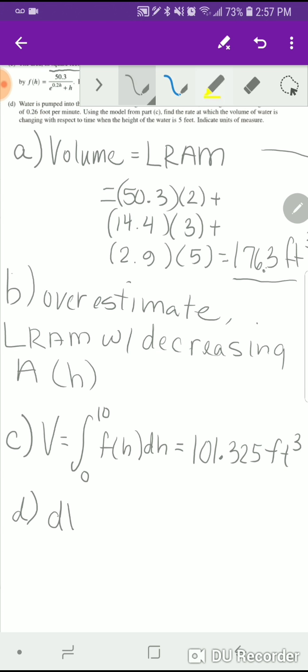So that is dV dt. How fast is the volume of the water changing at a single instant? So I'm going to evaluate that at the height is equal to 5. So it's kind of weird, right? That dV dt doesn't have an h in it. So you got to figure out how to do some, for lack of a better word, dimensional analysis.